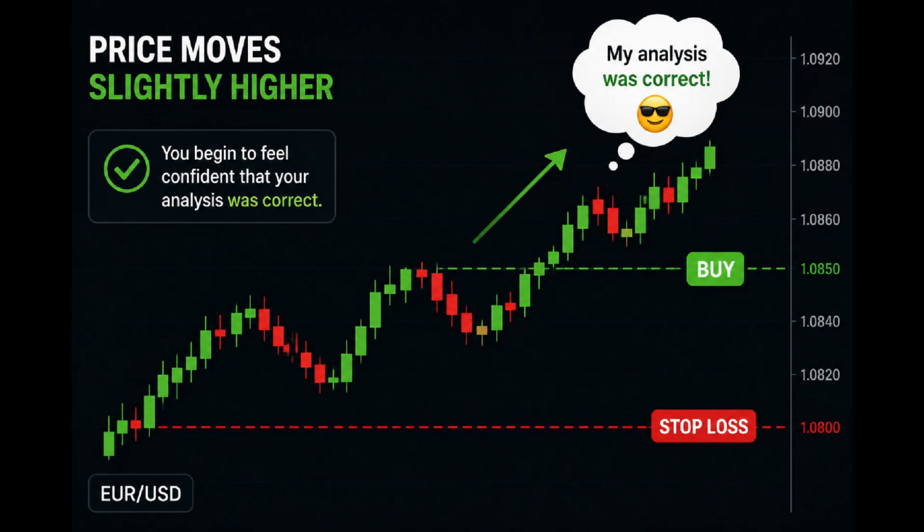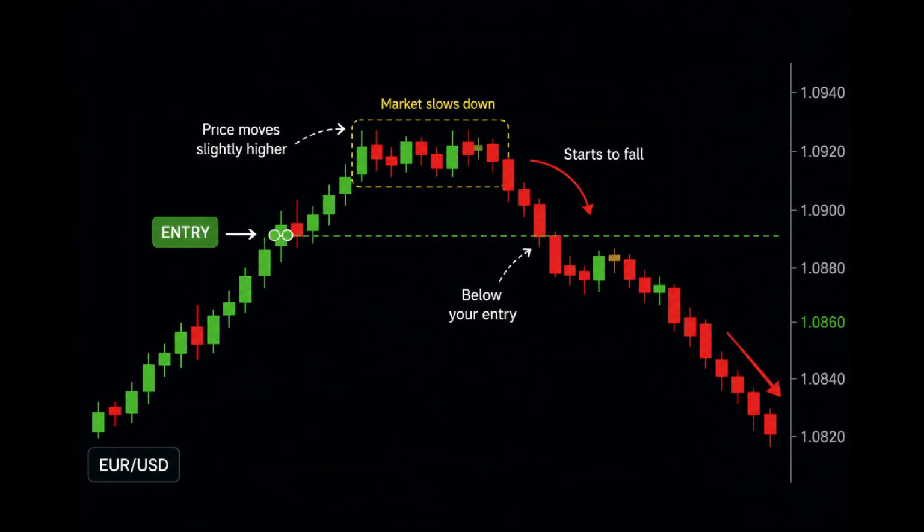At first, everything looks promising. The price moves slightly higher, and you begin to feel confident that your analysis was correct. But after a while, the market slows down. Instead of continuing higher, it starts to fall. One candle closes lower, then another follows. Before long, the price has moved below your entry point and continues heading down.